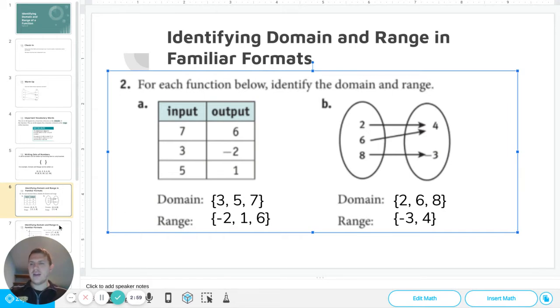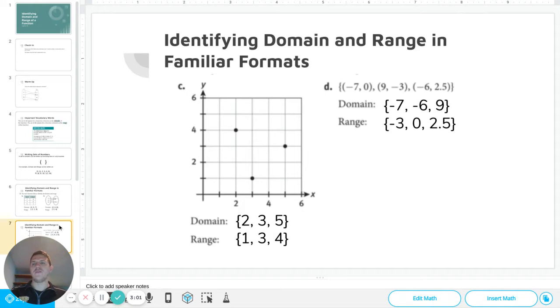All right. Looking at another example from formats that we're familiar with. If we have a graph, we want to identify our domain as all of the x values of our ordered pairs or of a point on a graph. So my x values are going to be 2 because that's where the first point is, 3, and 5, like I have them in numerical order here. Same thing with the range. The range is all my y values. So that would be 1, go to the next point, which would be 3, and then 4.